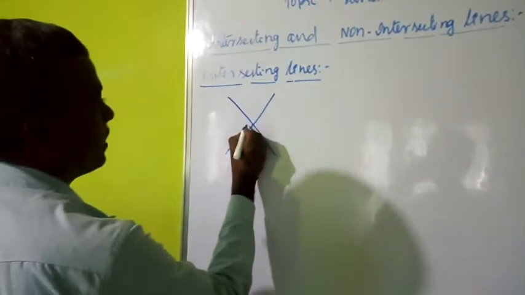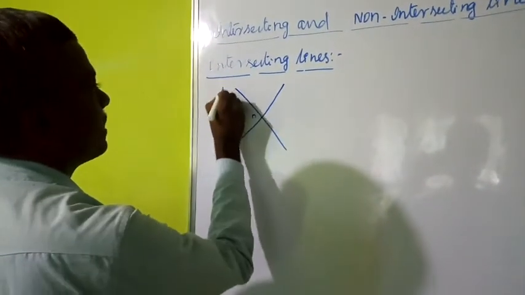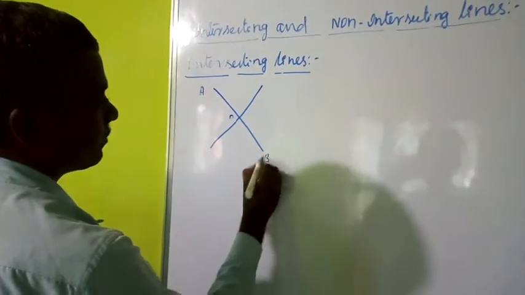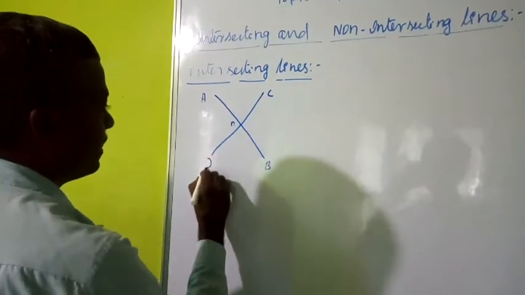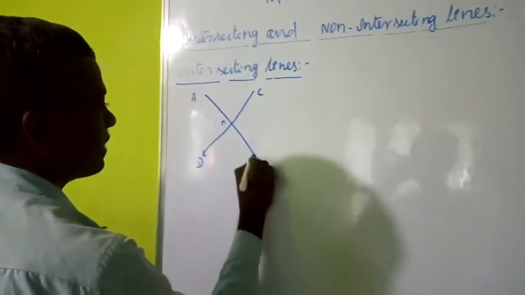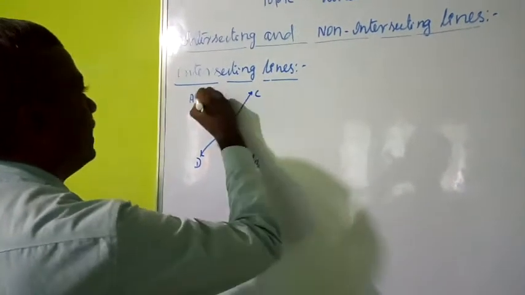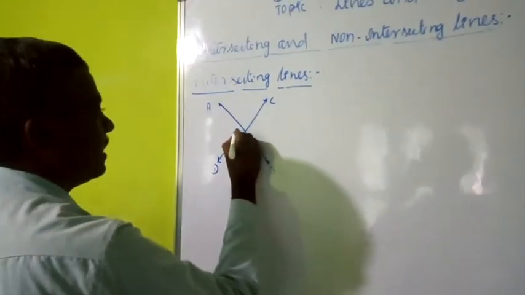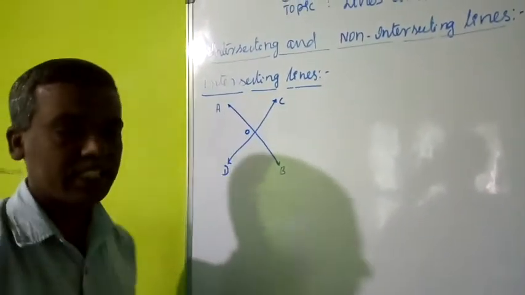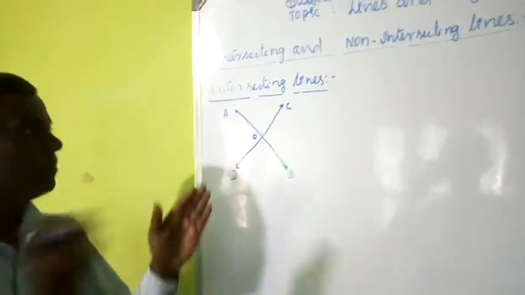So here O is a common point. So this is AB and this is CD. These are the two lines which are intersecting at O. It means it is passing through a common point.